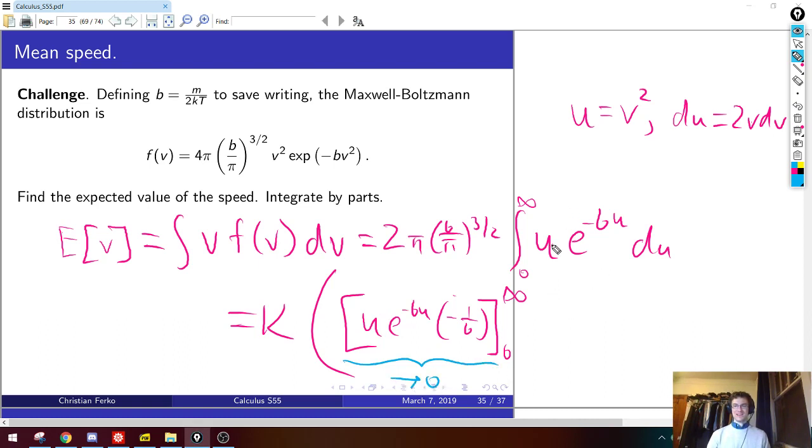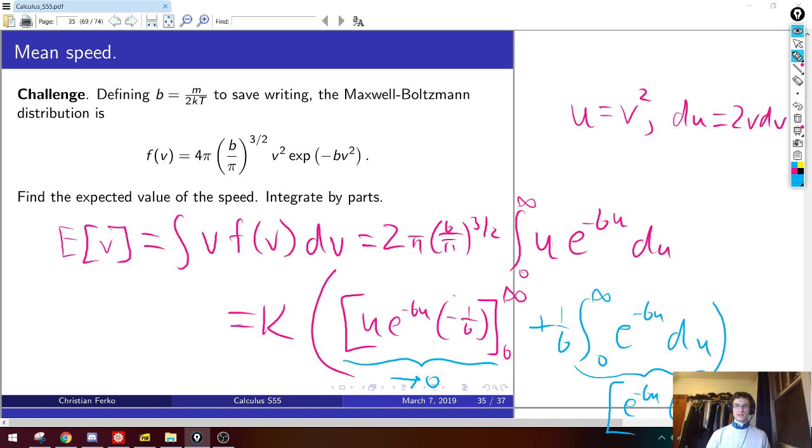All right, then what's the second piece? The integral of e to the negative bu times 1 over b. I'm going to pull out the 1 over b, and then that integral is very easy to do. What is the value of that integral? The value is e to the negative bu times negative 1 over b, evaluated at 0 and infinity, and at infinity it goes to 0 again.